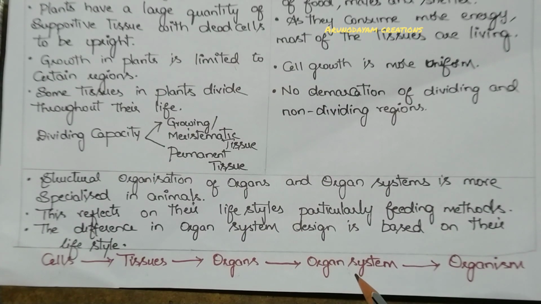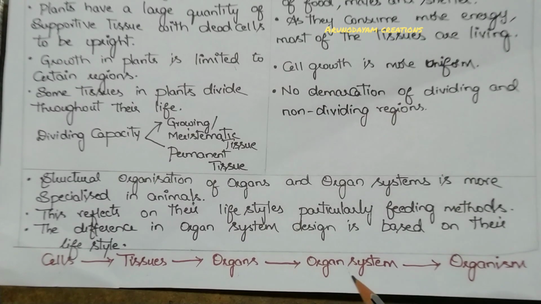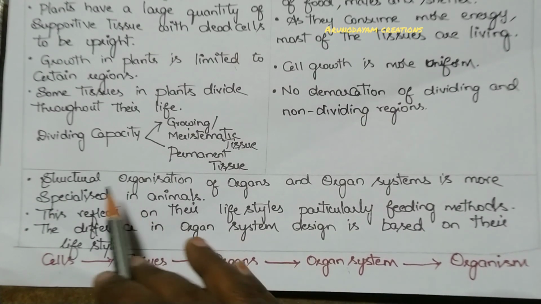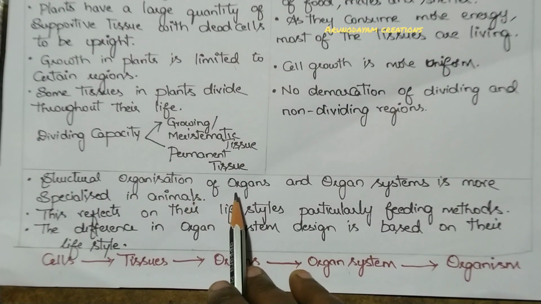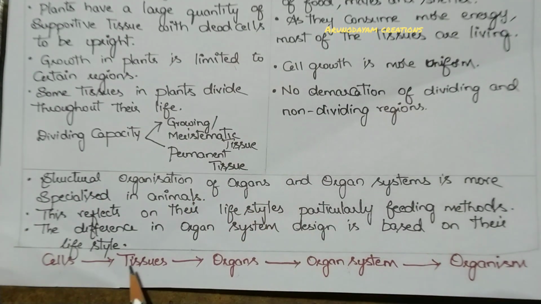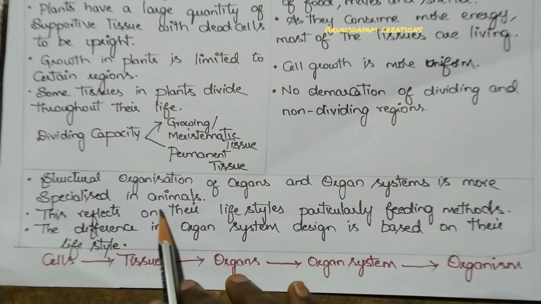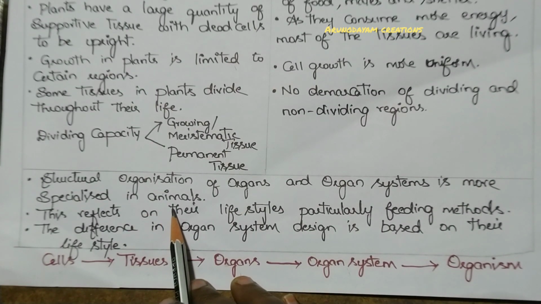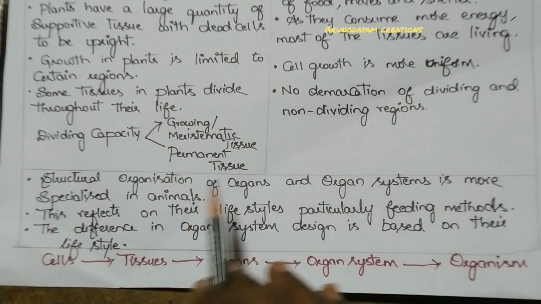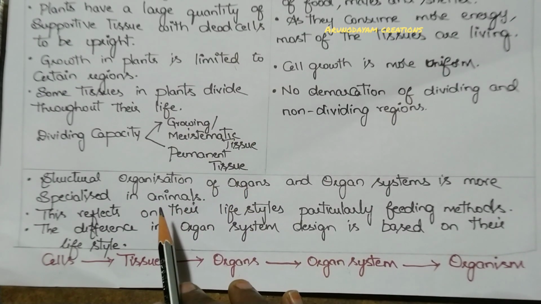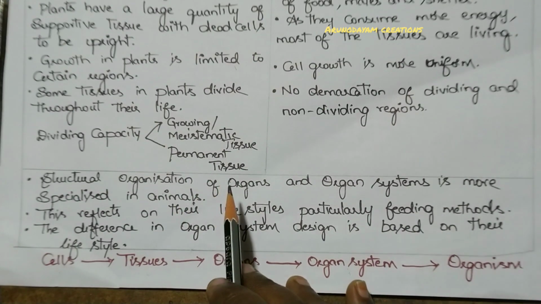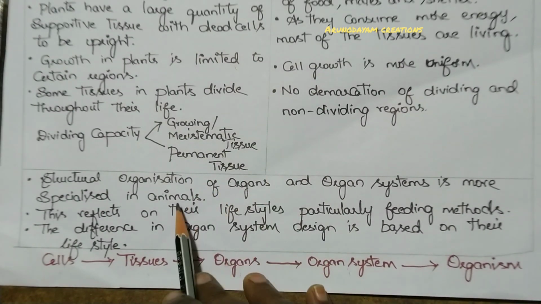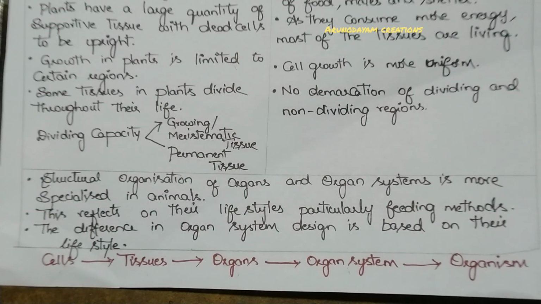So many types of systems are present in living organisms, like the digestive system, respiratory system, reproductive system, excretory system. All these systems together produce an organism. So structural organization is present both in plants and animals, but this organization is more complicated and more specialized in animals. Why? Because animals are more active when compared to plants. They consume more energy and have to perform so many activities. That's why their organization is more complicated and specialized.